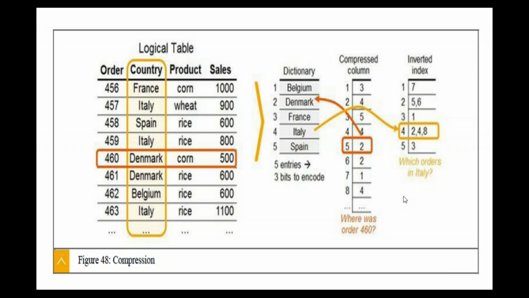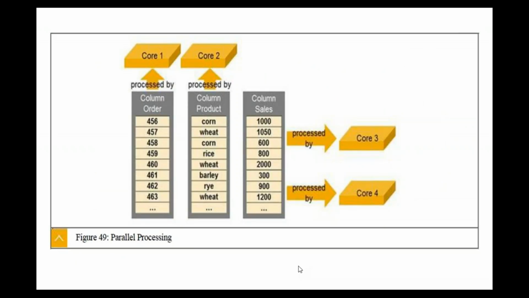Okay, guys, I'll move on to the next screen. Now here, why HANA becomes so fast is that if you have a huge amount of data in a particular table and you have chosen it as a columnar table, each column can be processed by each core. There can be multiple cores. Core 1 processes the first column, core 2 the second, core 3 the third, and core 4 the fourth. This is called parallel processing.